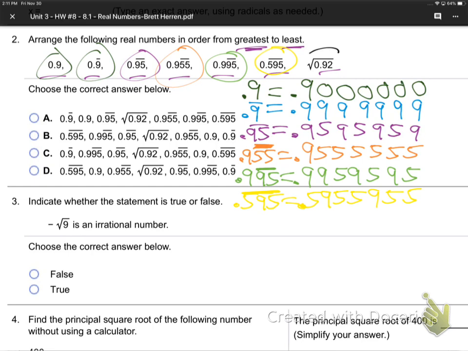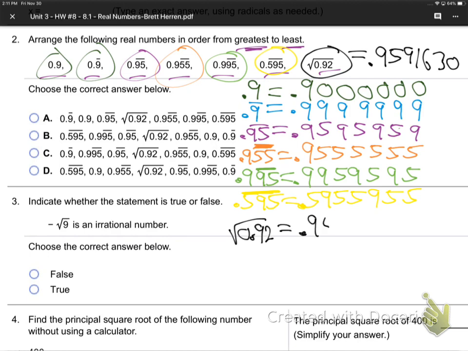is this, square root of 0.92. I don't know. To me, square root of 0.92, what is that one? Somebody got it? 9591663. That's good enough, thank you. So square root of 0.92 is 0.9591630. It's 6630. Oh, 6630, thank you.